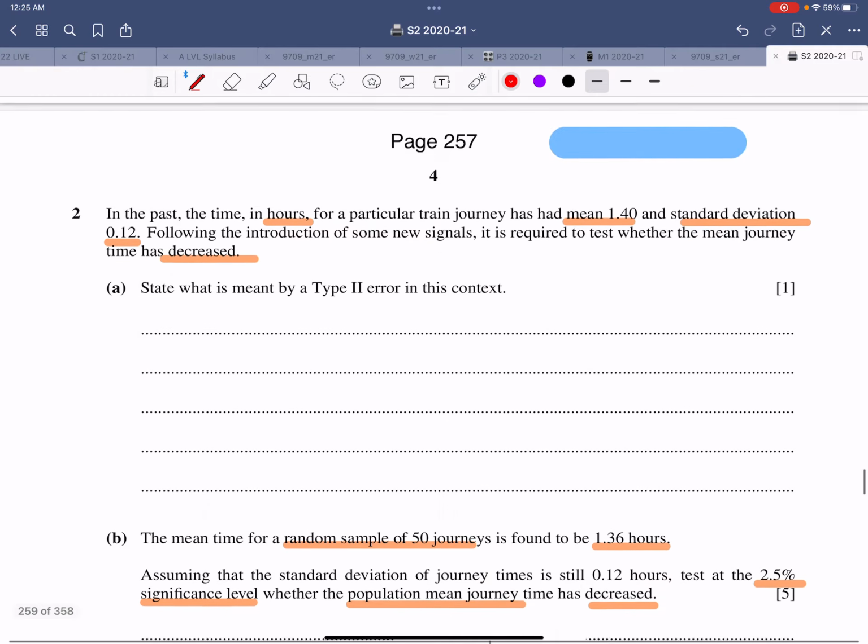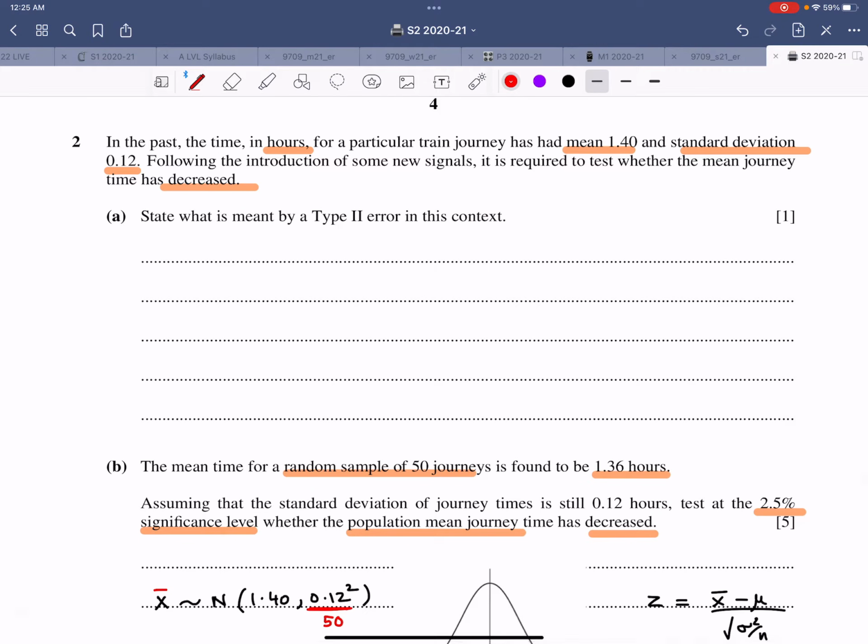Now let me do part A. What is meant by a type 2 error in the context of this question? What is the textbook definition? Type 2 error is to accept H0 when H0 is false.